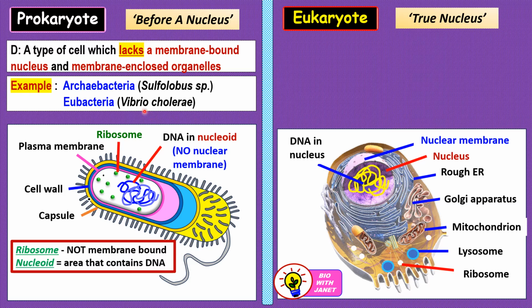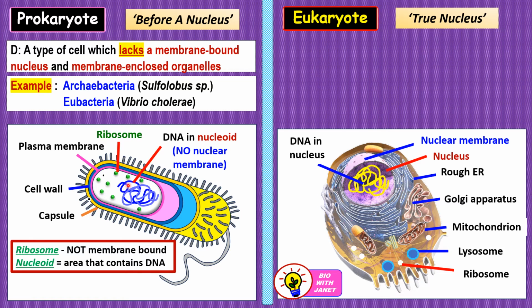Examples are the bacteria, such as Archaebacteria. It is a kingdom of its own, a group of so-called ancient bacteria, such as Sulfolobus species, and Eubacteria are the true bacteria. Examples are Vibrio cholerae that causes cholera. So bacteria in general, which are single-celled organisms that are more simple in structure, okay, not so advanced compared to other organisms, have the condition where their cells are prokaryotic, or they are prokaryotes.